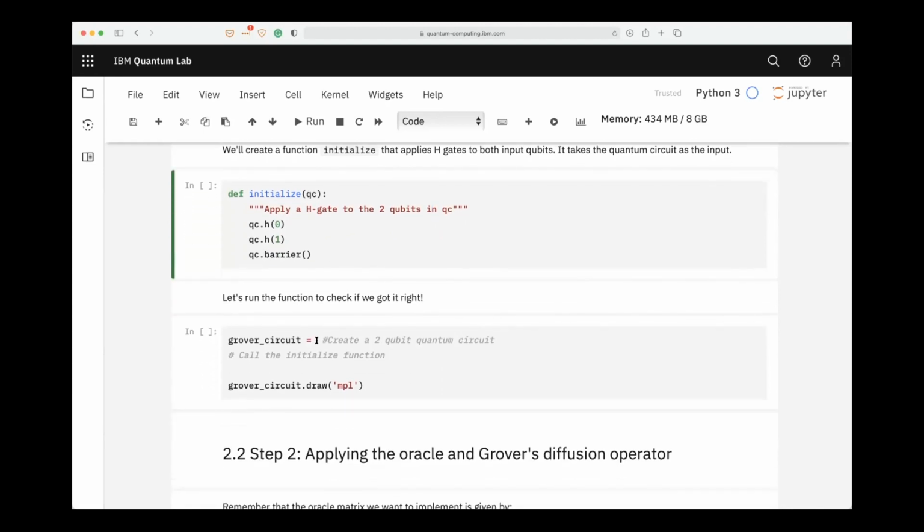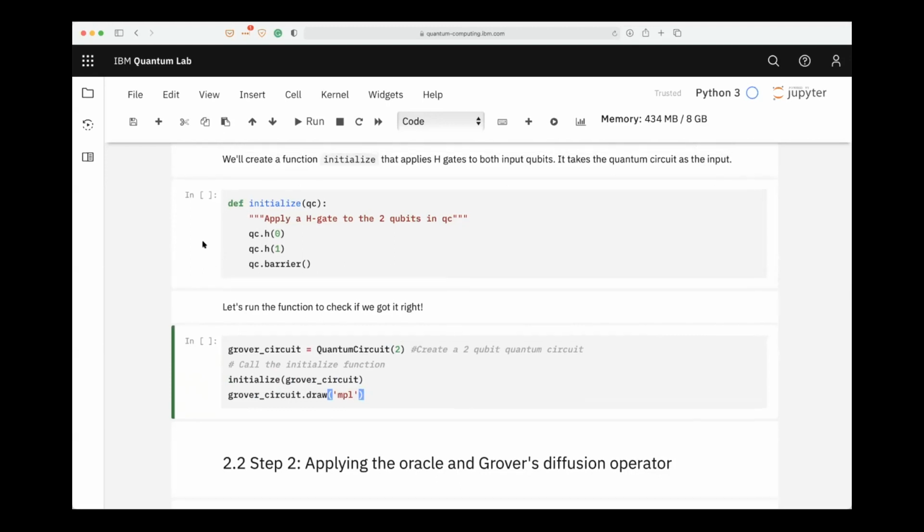So let's run this to check that we have everything correct. We're going to create a 2-qubit quantum circuit, which remember is done with the quantum circuit keyword, and then you pass in the number of qubits. So this is a 2-qubit quantum circuit. Then we're going to call the initialize function. So I just do initialize, Grover circuit, we've called it here. And then we're going to draw it.